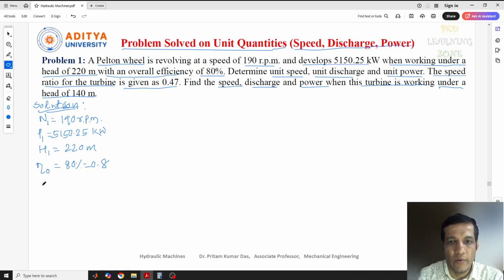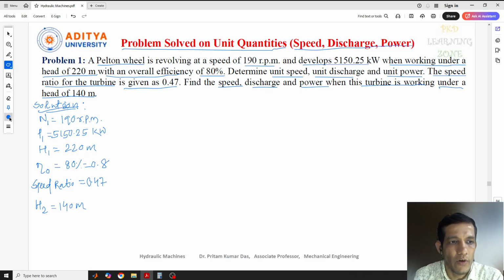So here we need to calculate three things: unit speed, unit discharge and unit power. After that, it is given that the speed ratio for the turbine is 0.47. So we can write the speed ratio is 0.47. And the next one, find speed, discharge and power when the turbine is working under a head of, so here we can write H2 is given as 140 meter.